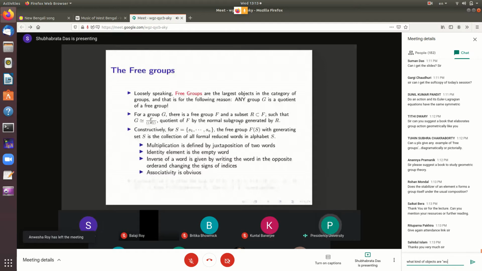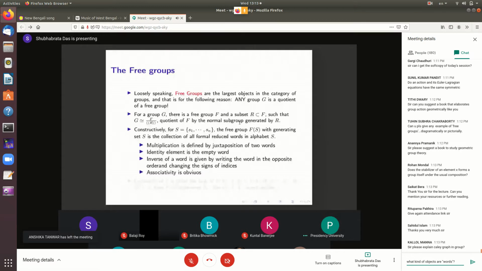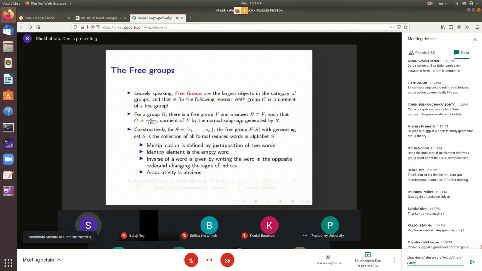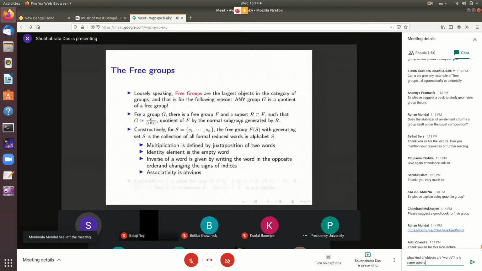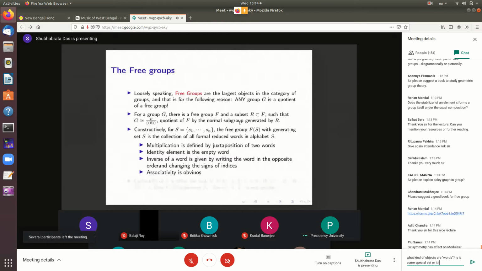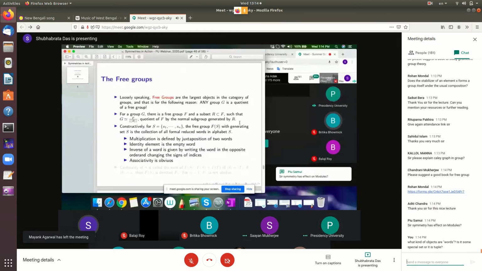Okay, another common question is: can you suggest any book to study geometric group theory? Yes, I can. There is an introductory text now available from Springer. I don't know whether Indian editions are available or not, but it's called Geometric Group Theory, and its author's name is Clara Löh. Yeah, I will write it.